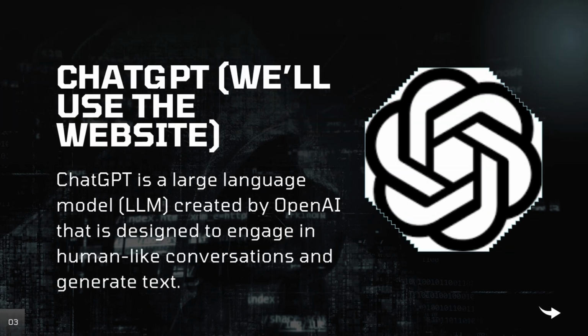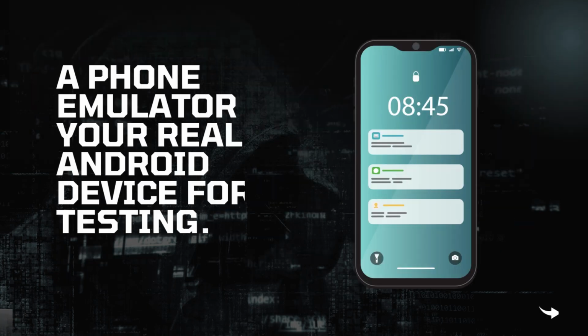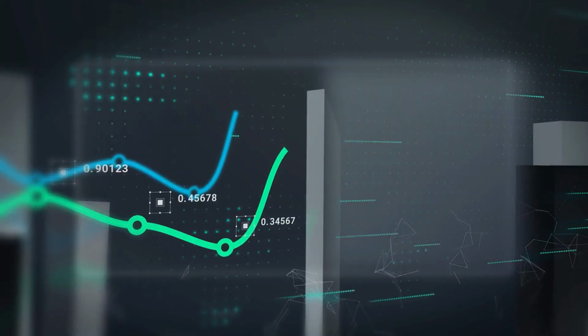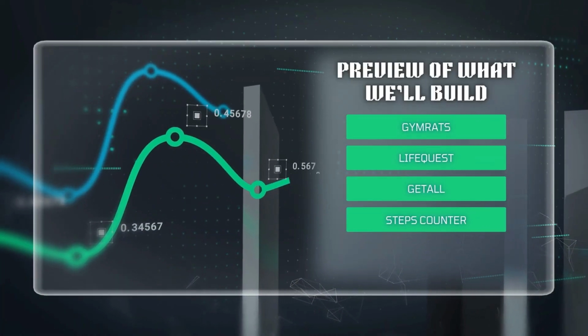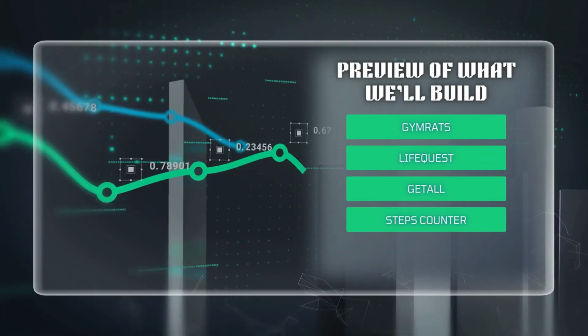ChatGPT, we'll use the website. ChatGPT is a large language model, LLM, created by OpenAI that is designed to engage in human-like conversations and generate text. A phone emulator or your real Android device for testing. Preview of what we'll build: Gymrots, LifeQuest, Get All, Steps Counter.